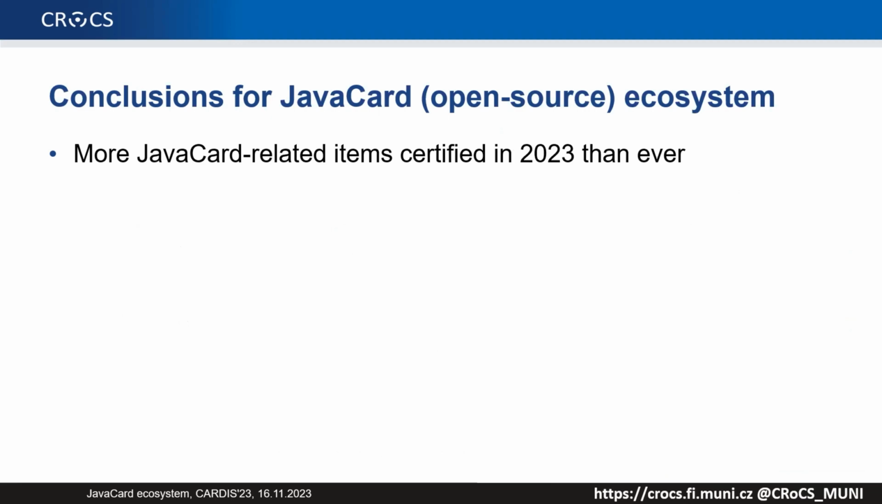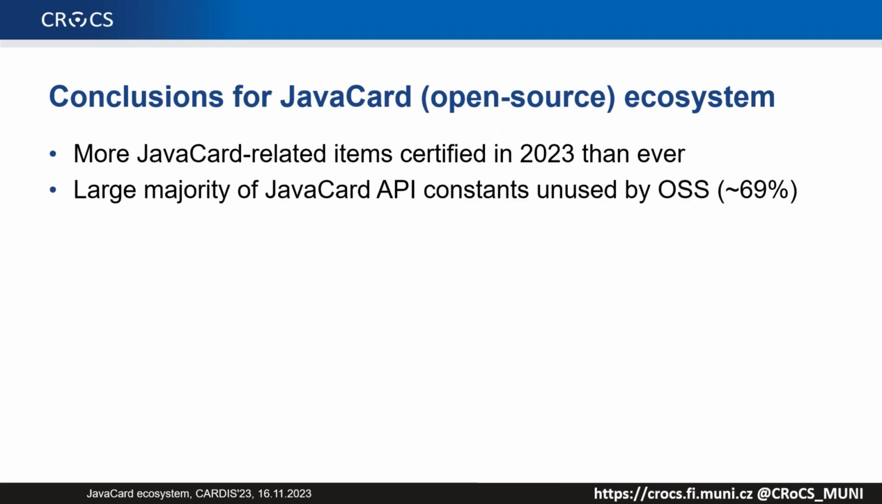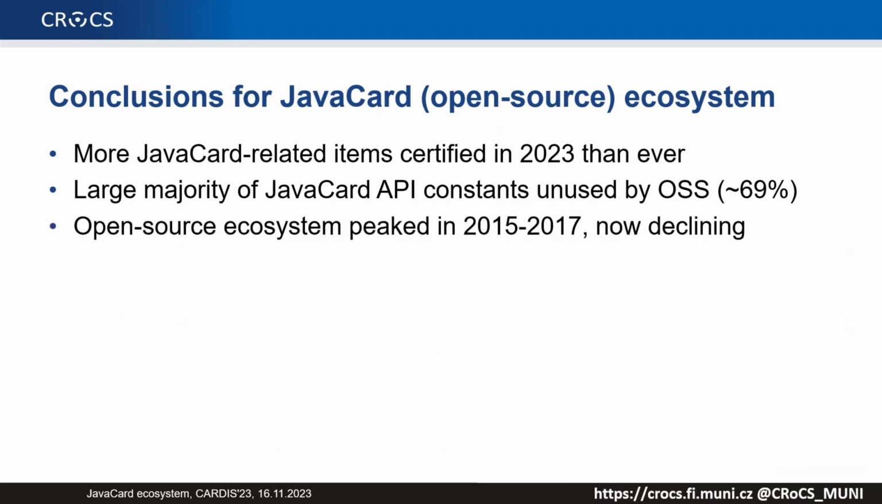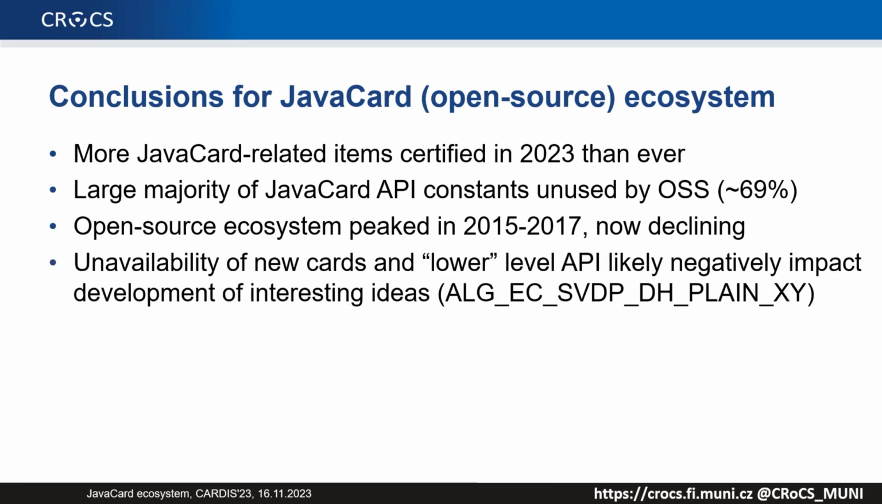So the conclusions: with respect to cards manufactured and support for the JavaCard specification, likely this year will be the best one overall. A large majority of JavaCard constants are unused, at least for the open source ecosystem. The open source ecosystem peaked and now is declining. And we have hard data for that, but we can then discuss whether it matters, whether it's bad for the overall industry or not.